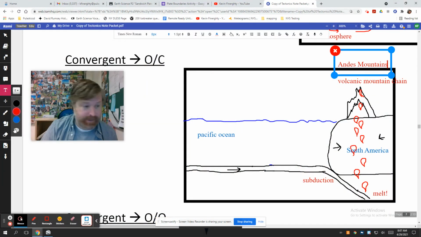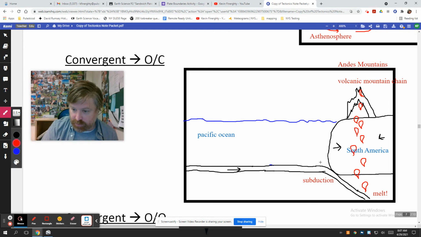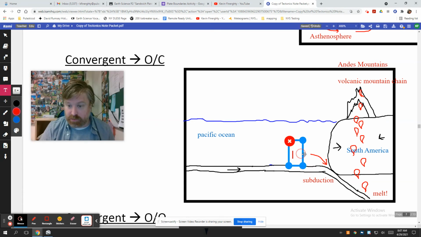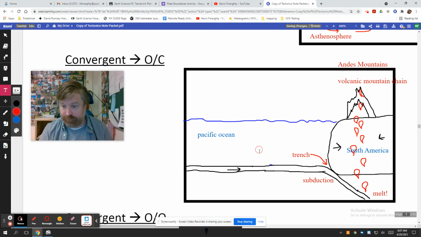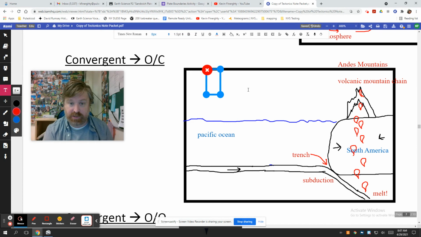Okay, let's label a trench, and then we're getting pretty close to wrapping this one up. That right there is going to be a very deep part of the ocean, so it's actually offshore. It gets very deep and then comes back up a little bit because of that trench. Subduction, melts, volcanic mountain. I think we got it all. So this is the west coast of South America.